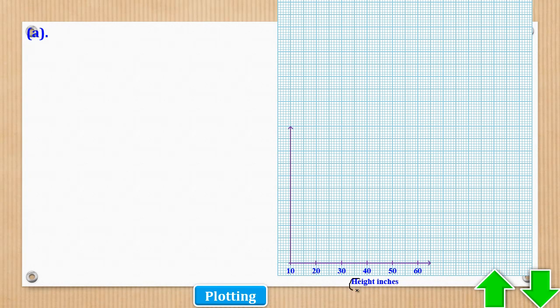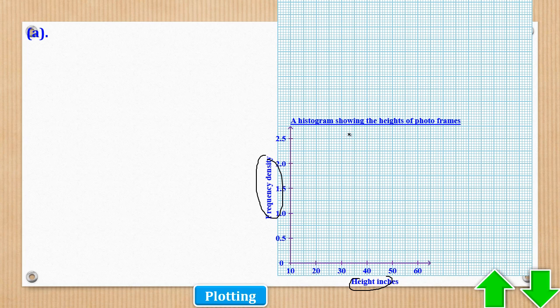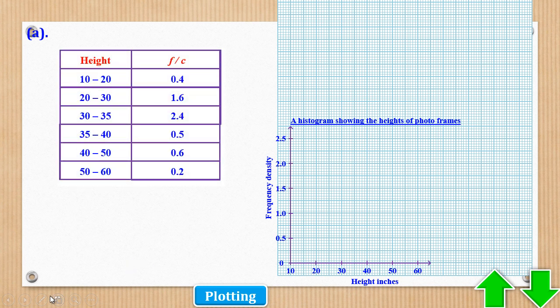label the axis, do the same for the vertical, intervals of 2 centimeters, then get a scale and label it. Then we can get a title, a histogram showing the heights of photo frames. After that, we can now start plotting. So we plot frequency density and class boundaries.